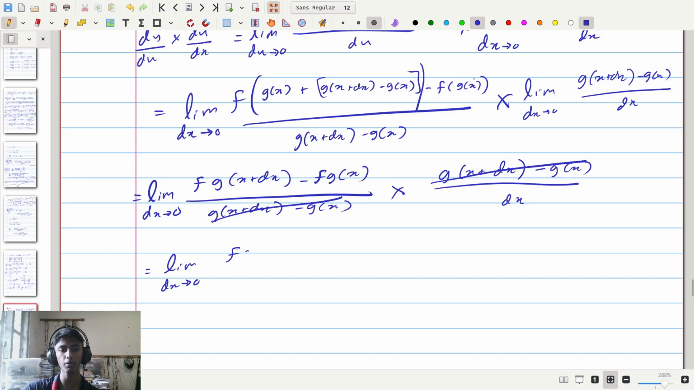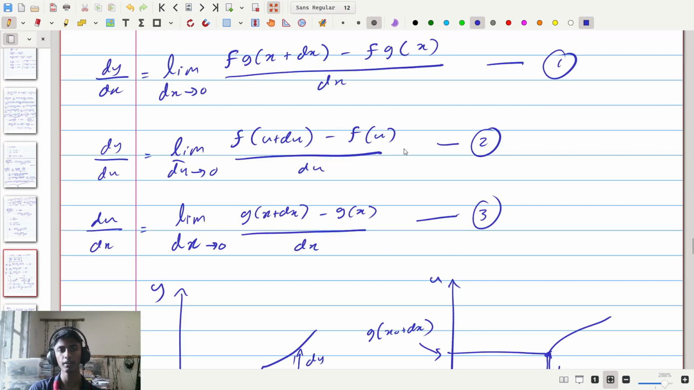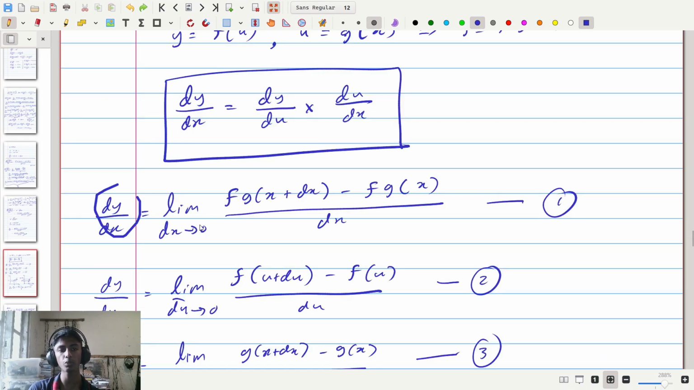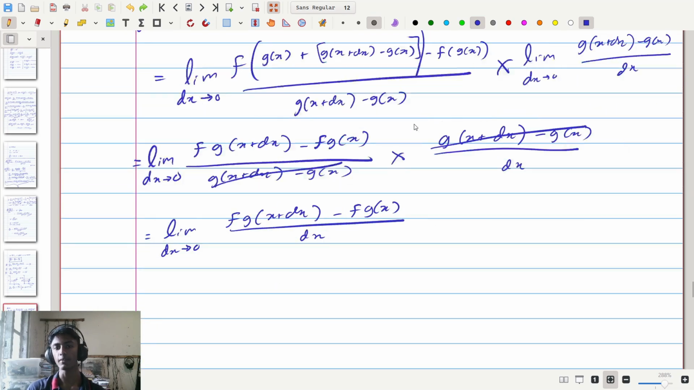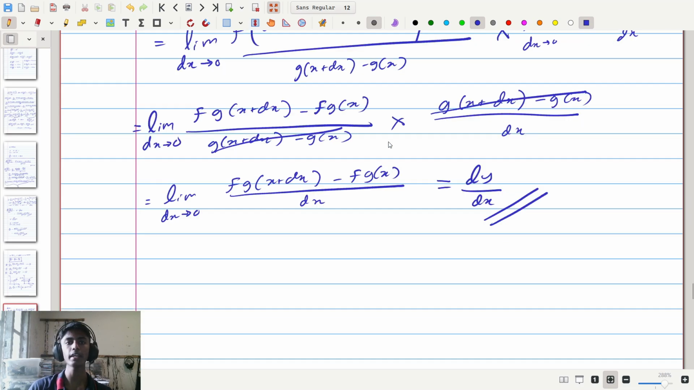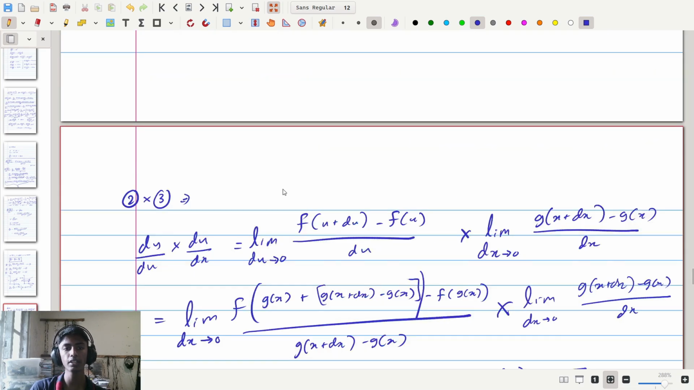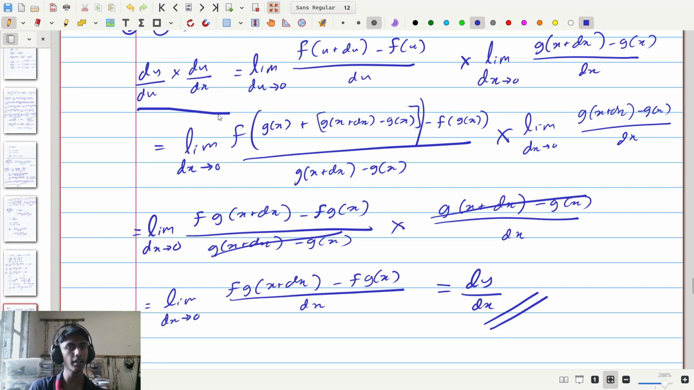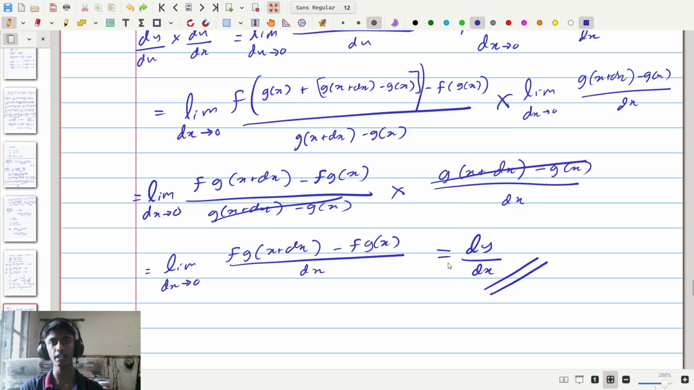So here we have f of g of x plus dx minus f of g of x by dx. What is this right here? Well, look at equation 1. Equation 1 says that dy by dx is equal to the limit as dx approaches 0 of f of g of x plus dx minus f of g of x divided by dx, which is exactly what we have here. So finally we can conclude that this is equal to dy by dx. Hence proven. Writing this as a conclusion, the left hand side is dy by du times du by dx, and the right hand side is dy by dx.